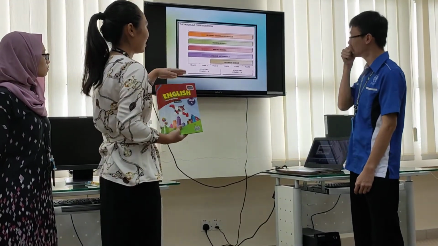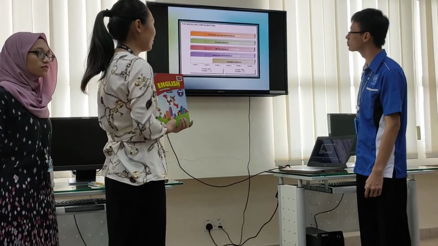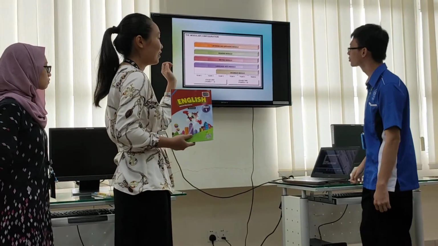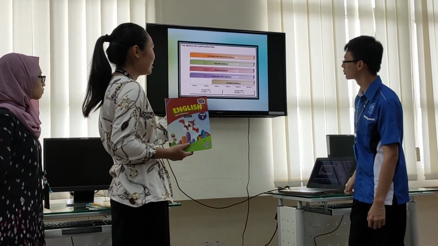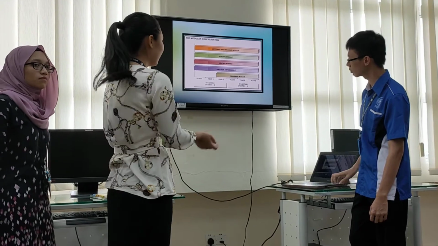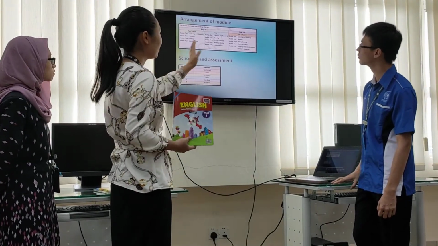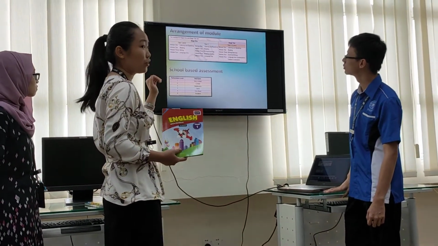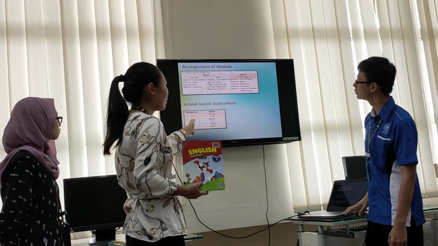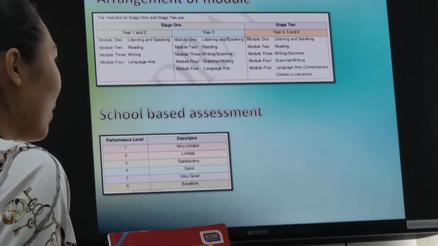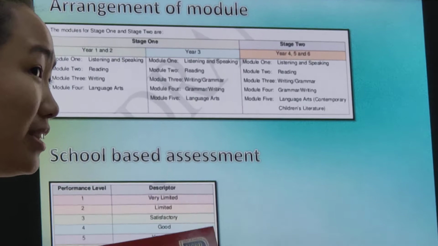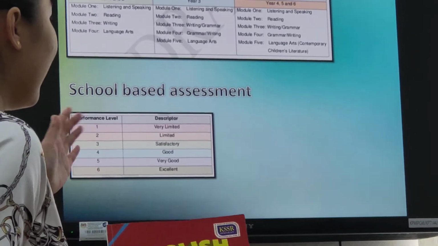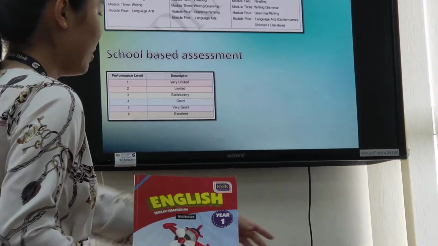These are the examples, the evidence of the modules they use. For year 1 and year 2, they have listening and speaking module until language arts module. But for year 3 to year 6, they add another grammar module. This is the arrangement of modules, so you can see the structure. It's always following this structure. And then they also have school-based assessment, following the spiral progression principle, where the teachers need to know the level of the students. So they need to have this school-based assessment.